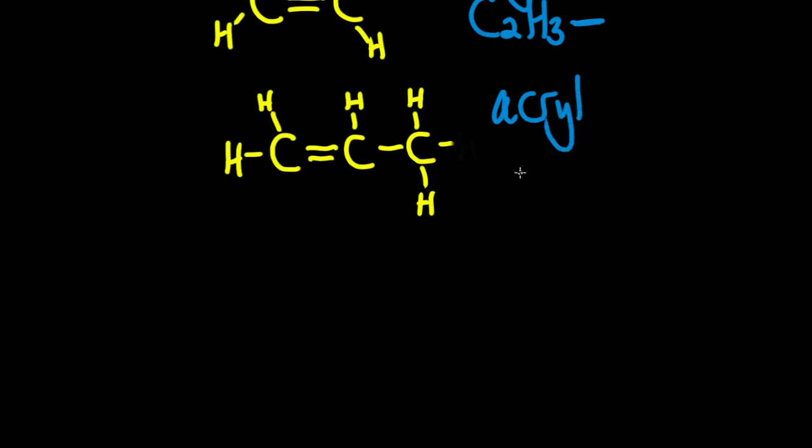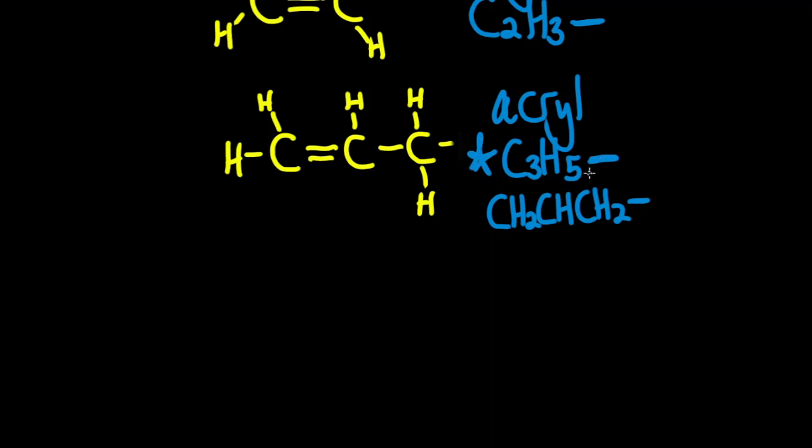Okay, and my formula for this is going to be C3H5 with a dash. You could also potentially see it as CH2, CH, CH2 with a dash, but most of the time you're going to see it as C3H5. Again, this is used instead of propenyl, so it isn't misunderstood to be propyl.